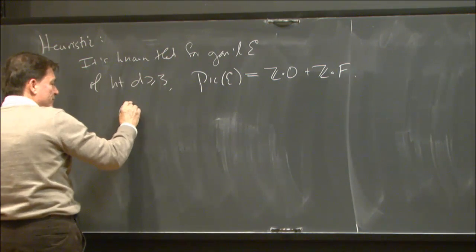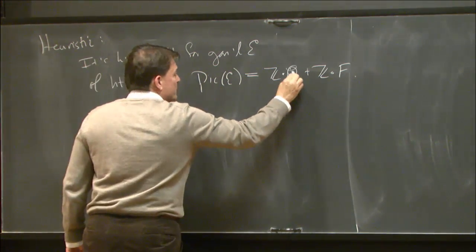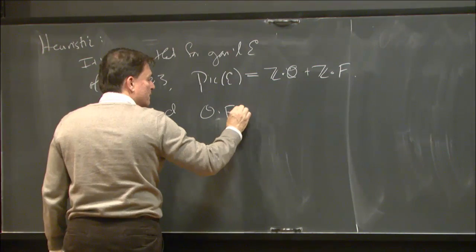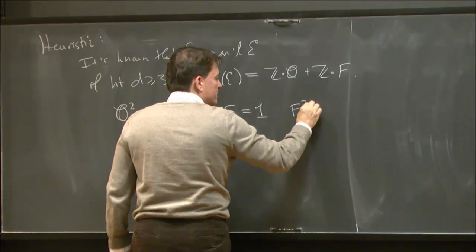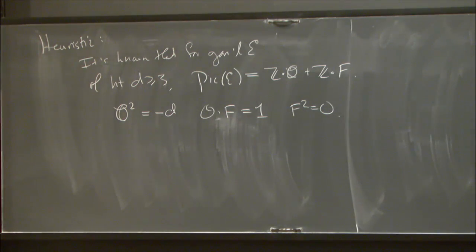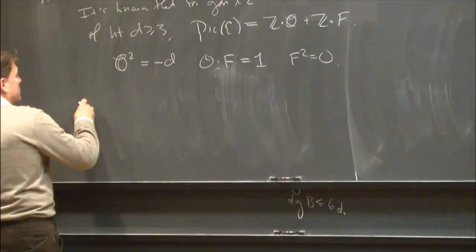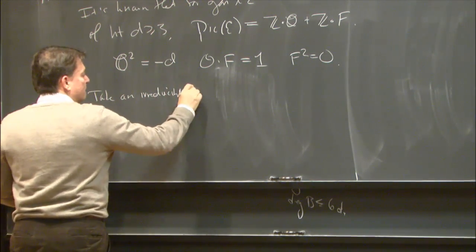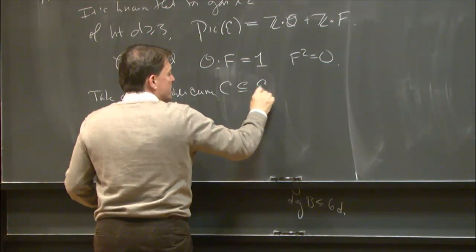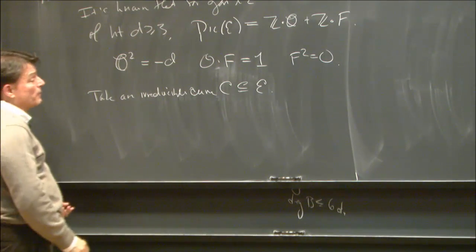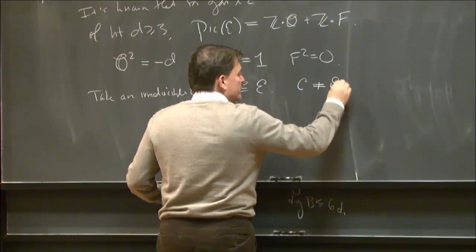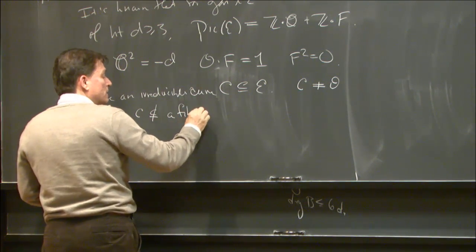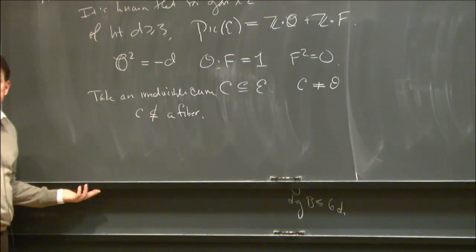And again, sorry about the notation here. So the zero section, maybe this should be sort of a script O or something, squared is minus d. That's another interpretation of d. And of course, O dot f is 1, and f squared is equal to 0. So that describes the Picard lattice here. So let's take an irreducible curve C inside E and think a little bit about what can happen here. And I want to assume that C is not the zero section and C is not contained in a fiber. Okay, so in this context, that guarantees that it's actually a multisection of degree bigger than 1.